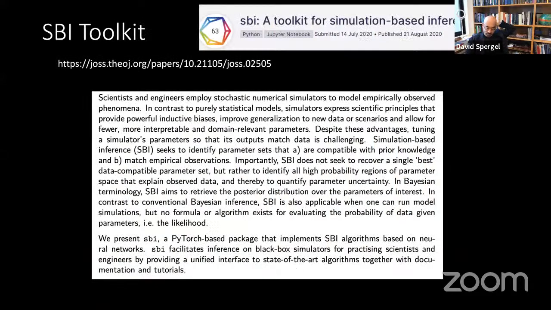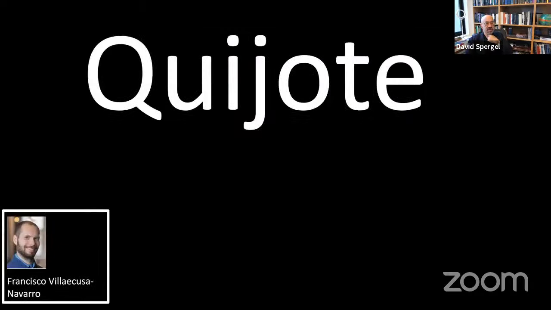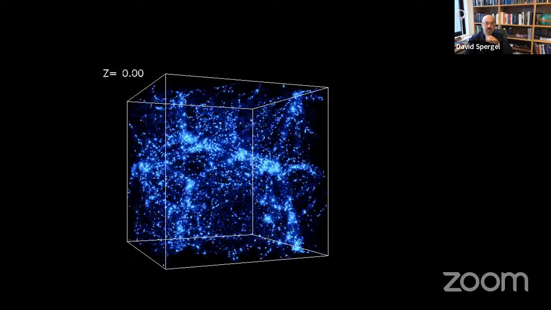Now, what's key for these toolkits is having lots of training data available. And that, of course, requires lots of computer time. One of the things that we've been doing at my institute here, the Simons Foundation, of which I'm president, supports the Flatiron Institute, which does work in computational science, is make available training data for anyone to use worldwide. And Francisco Villaescusa-Navarro, who we call Paco, has been leading an effort called Quijote, which is generating large numbers of cosmological simulations for different parameters for training for numerical simulations.